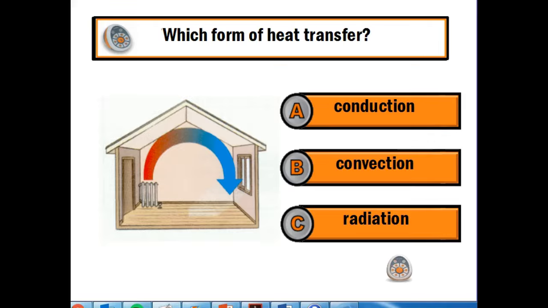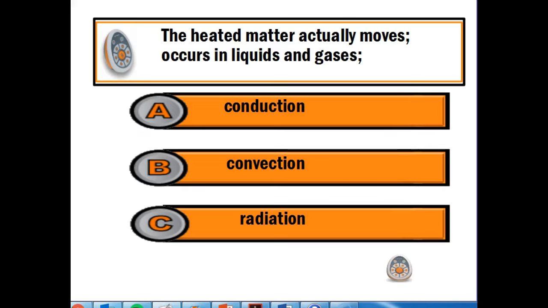Yes, this is convection. Now, let's look at some of the definitions. This first one is where the heat transfer happens because heated matter actually moves. The matter moves, not just the particles. It only occurs in liquids and gases.